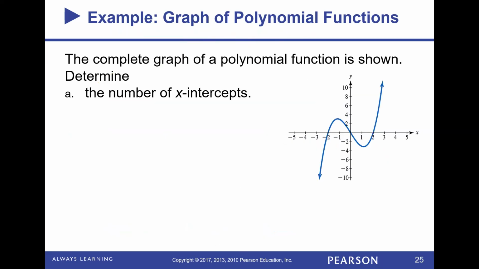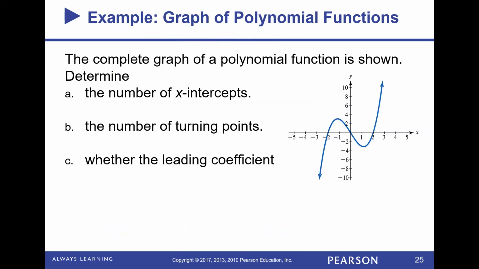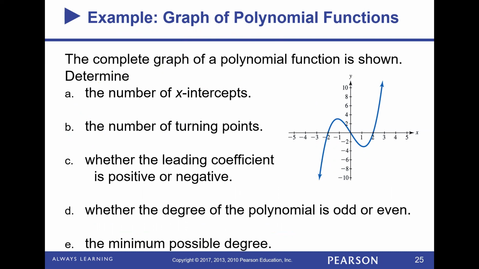Okay, try this again. And as you go through these, remind yourself that we ask ourselves these same questions over and over. Look for the x-intercepts, look for those turning points, and whether that leading coefficient is positive or negative. Determine whether the polynomial degree is odd or even, and the minimum possible degree, by looking at the graph that you might have. Take a second, pause this, and try to work this out yourself.